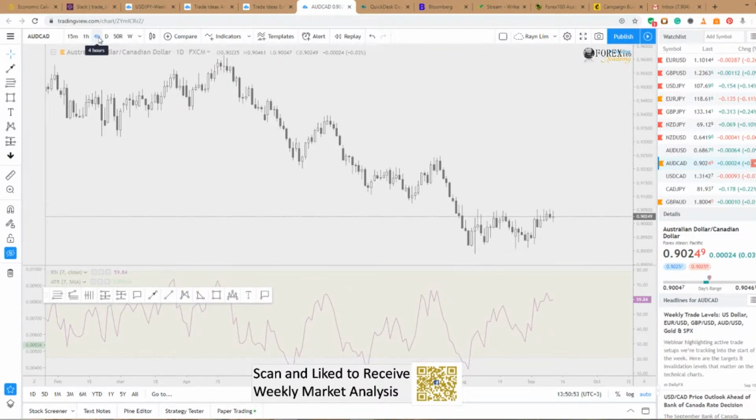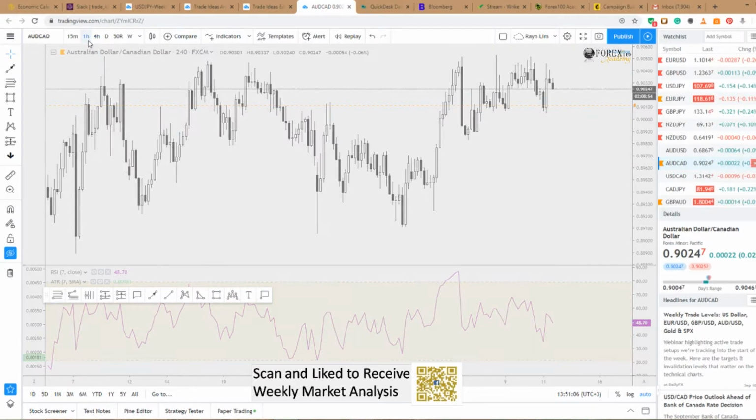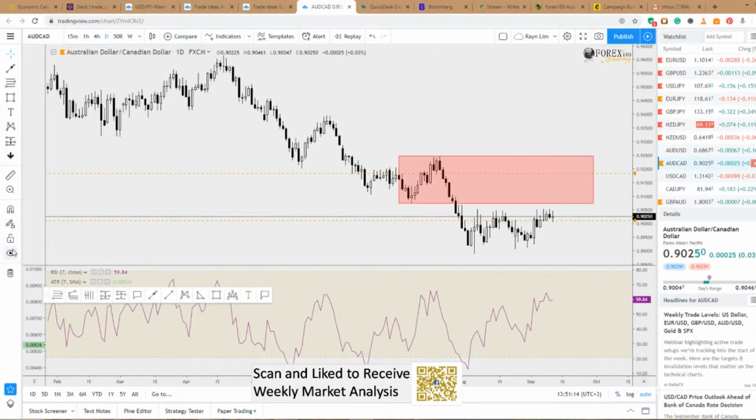Down to the 4 hour. On the 4 hour chart, you can see the market is very choppy right now. So if I'm not clear, just wait for more confirmation. 1 hour chart, consolidation once again, a lot of uncertainty in this pair. Back to daily chart, sharing with you my analysis. Sell zone over here, looking for a shorting opportunity.